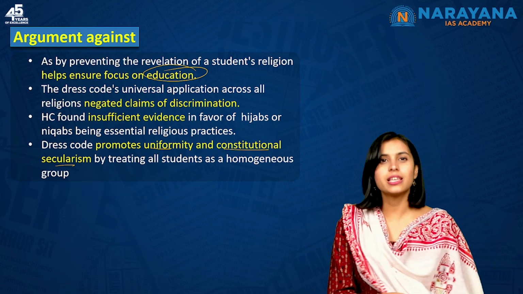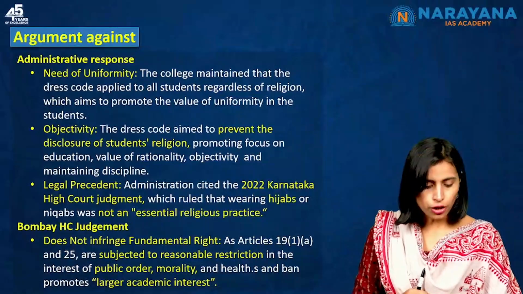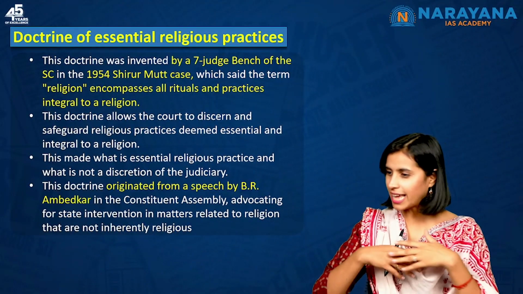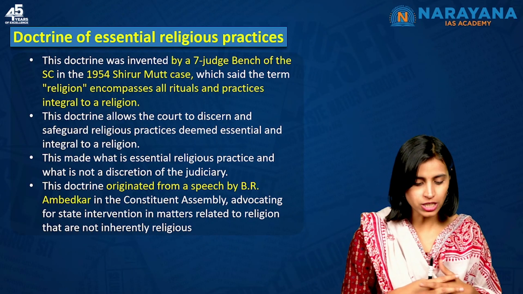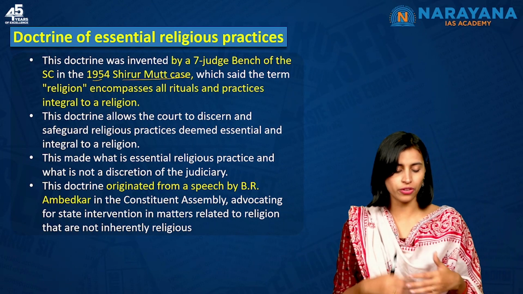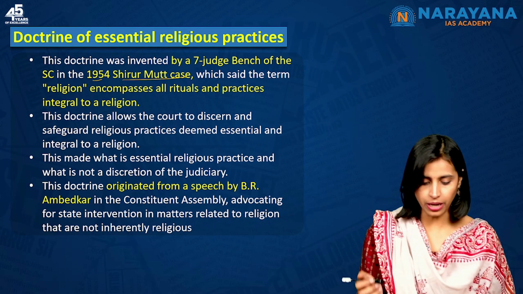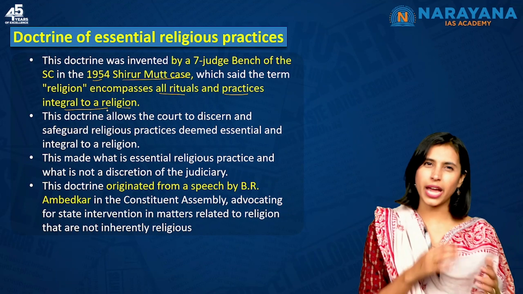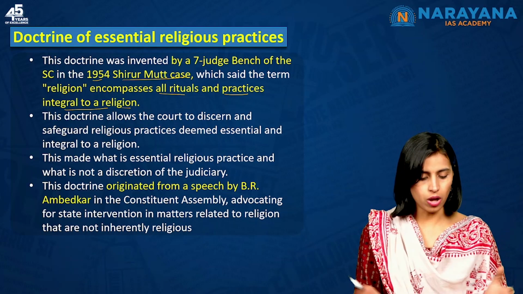Now, since we have discussed essential religious practices a lot, we need to know what essential religious practices are. The doctrine of essential religious practices was given by the Supreme Court. It's actually a judicial invention which came by a 7-judge bench in 1954 in the Shirur Mutt case. So the 7-judge bench came up with this doctrine, which says that the term religion encompasses all rituals and practices which are integral to the religion. So any rituals and practices that are integral to the practice of religion are considered as encompassing the religion.